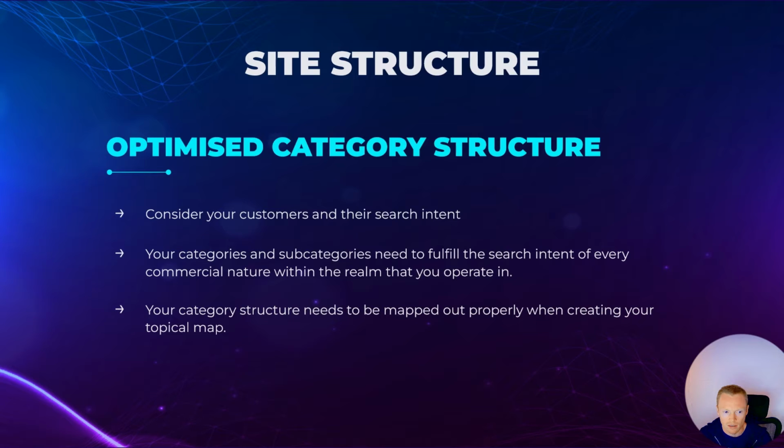So think about this. This is important. Your categories and subcategories need to fulfill the search intent of every commercial nature within the realm that you operate in. So if you want to be dominant online for selling dresses or mountain bikes, you need to fulfill the search intent of every commercial nature in terms of your category structure. So if you sell bikes online, your category structure needs to basically offer Google a landing page for every type or shape of bike that people could possibly be searching for, or brand or purpose of bike.